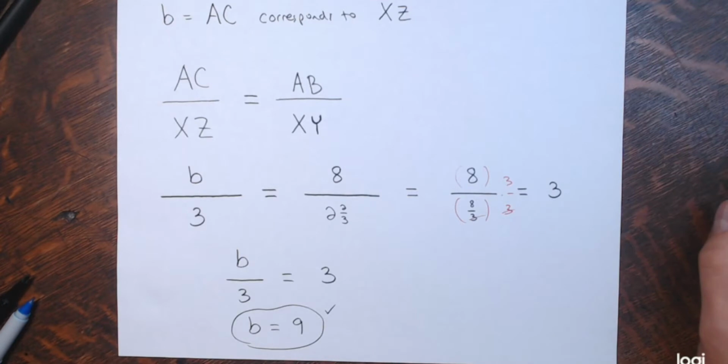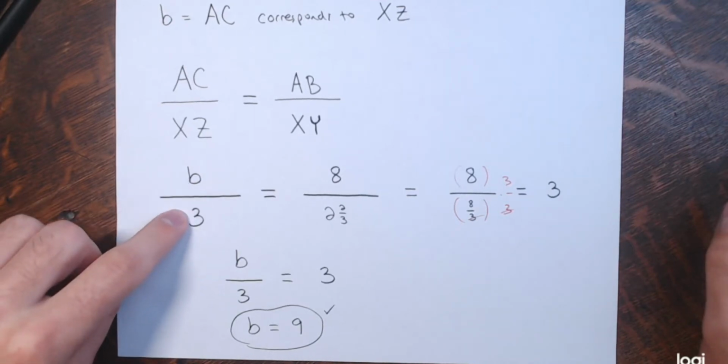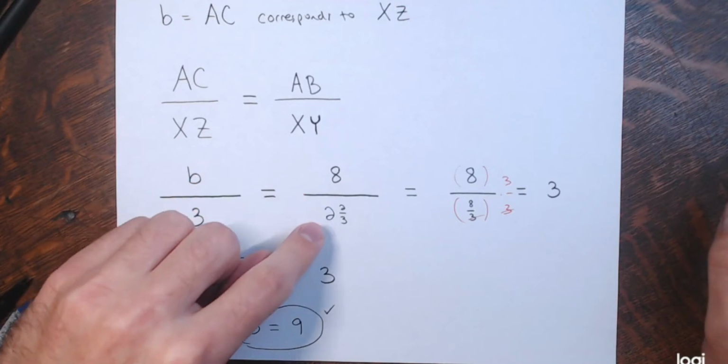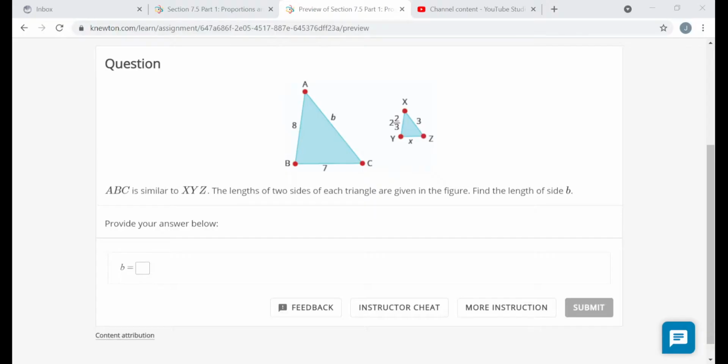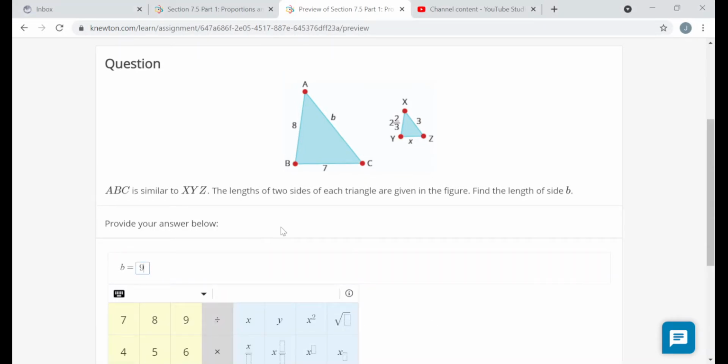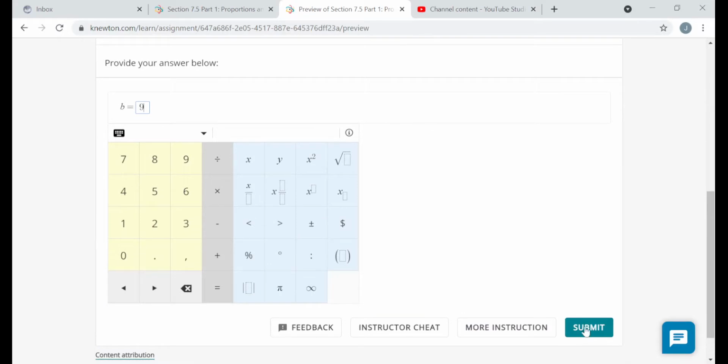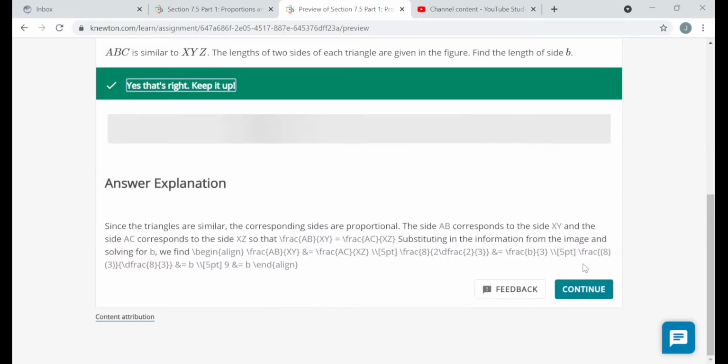All right. And check it, is 9 divided by 3 the same as 8 divided by 2 2/3? Yes, it is. They're both equal to 3. So this works. So back here, b equals 9. The length of that one side is 9 units long. Wonderful. And that should be it.